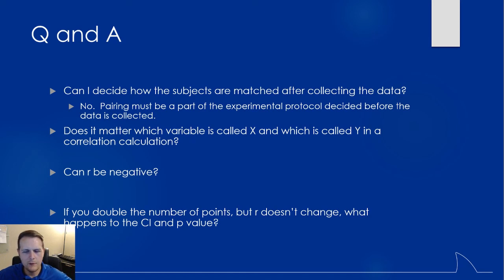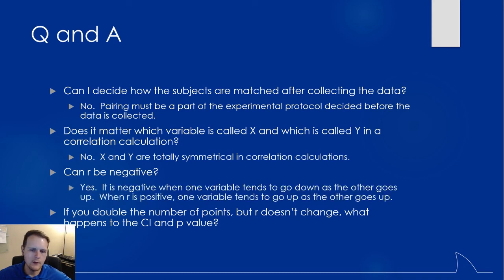Does it matter which variable is called X and which one is Y when you're doing correlations? No, not really. They're going to be interchangeable in terms of those calculations. Can R be negative? Yeah, absolutely. When you have an inversely related correlation, you're going to find that line is actually going to be moving down and to the right. It just means that as one value increases, the other one is decreasing, and vice versa.